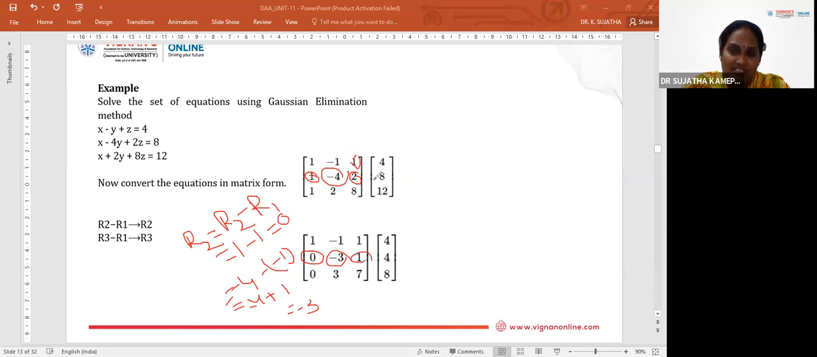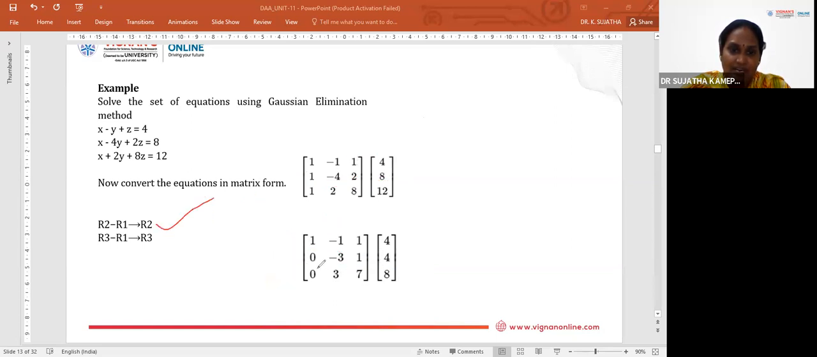I need to implement the same formula for the constants as well. 8 minus 4, which gives 4. So I made this value 0. First I implemented this formula and made this value 0. Next I need to make these two values also 0. So first I am going to make this value 0.